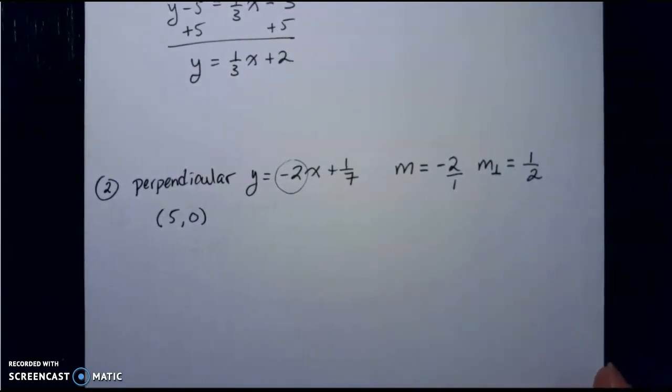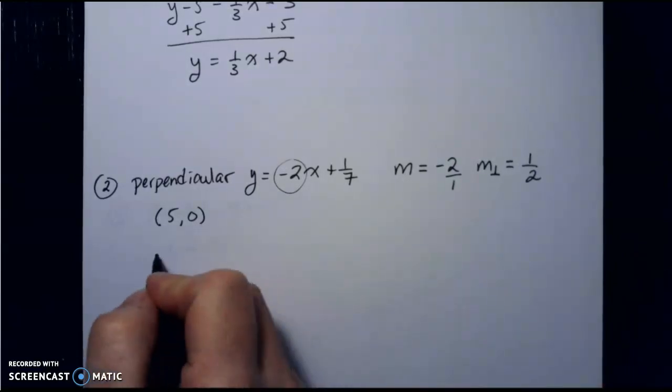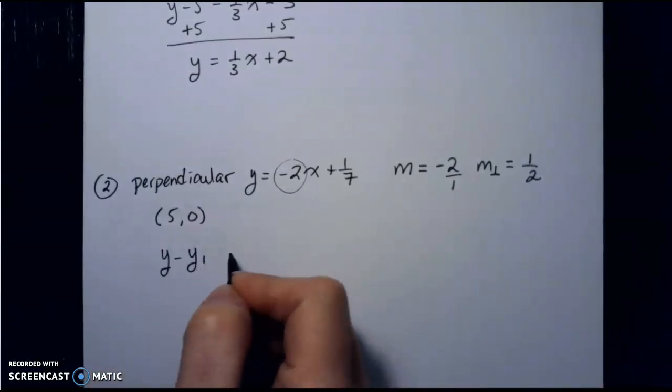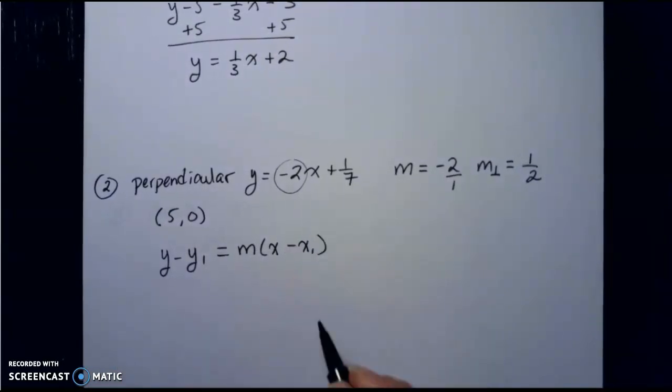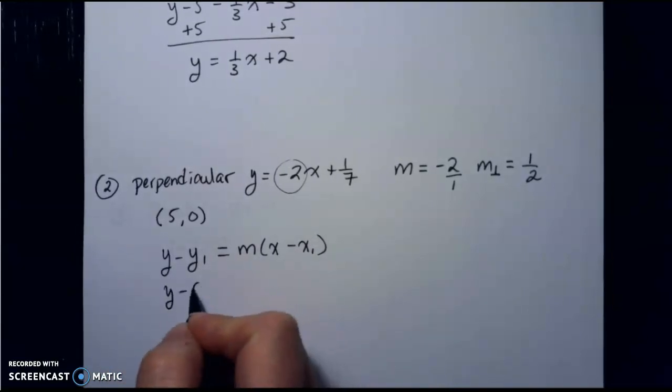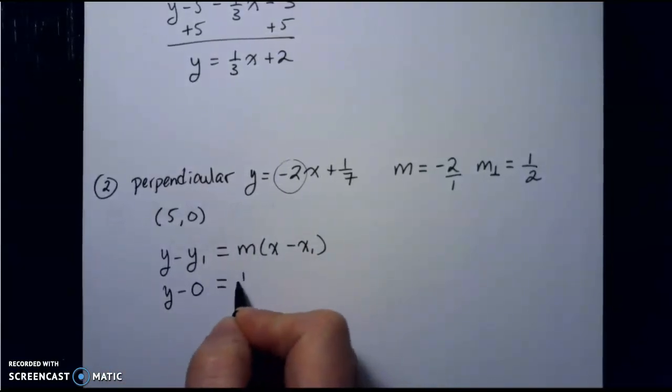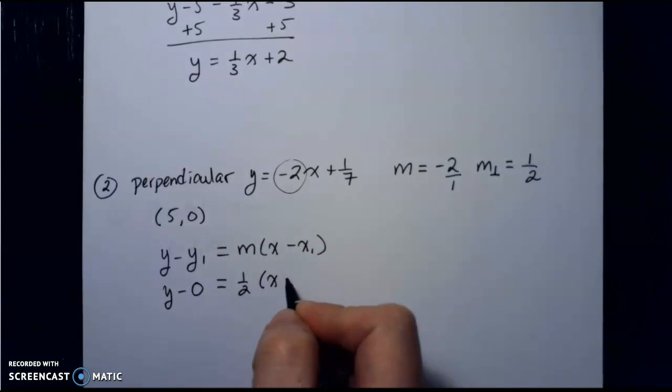Now I have my slope and I have a point. I can go to the point-slope form: y minus y1 equals m times x minus x1. Fill in all the pieces. y minus 0 equals 1/2 times x minus 5.